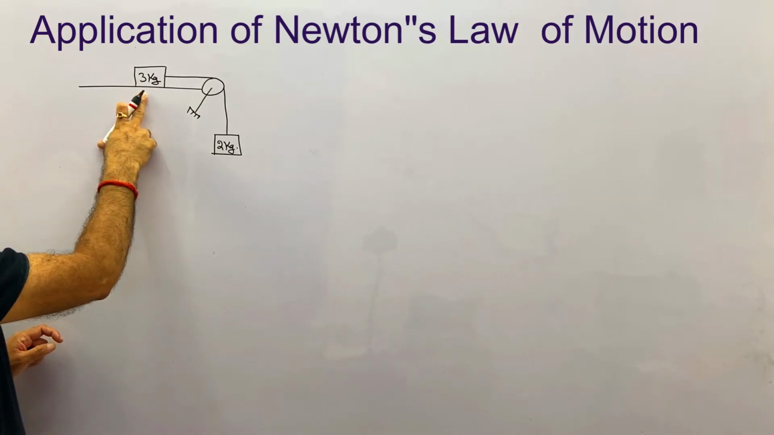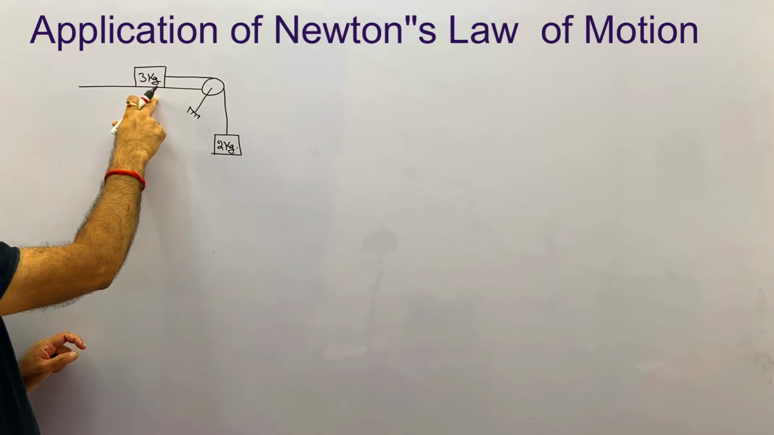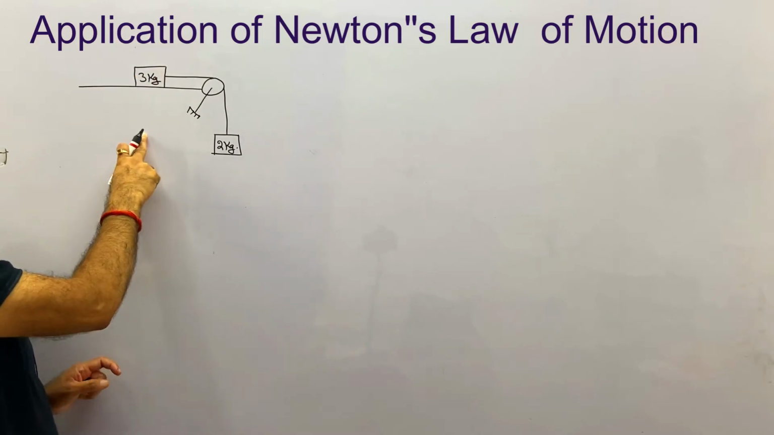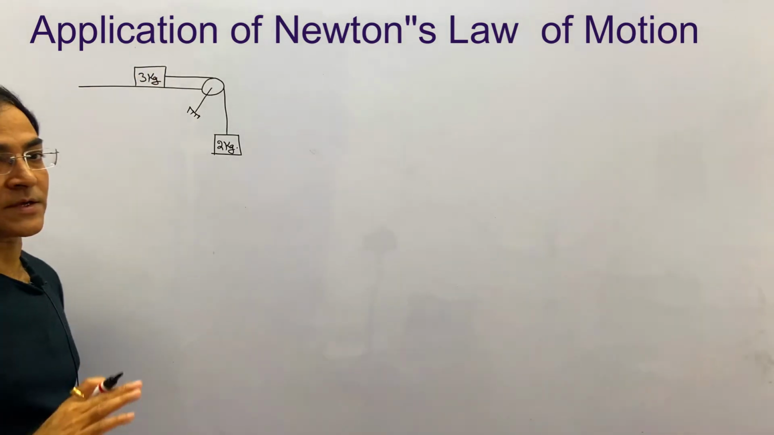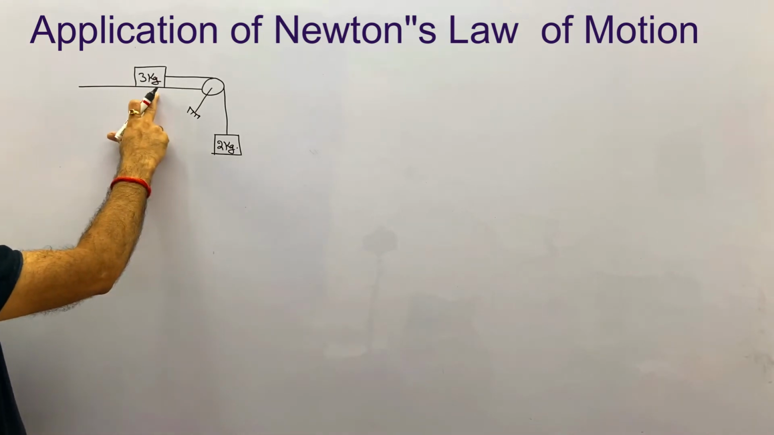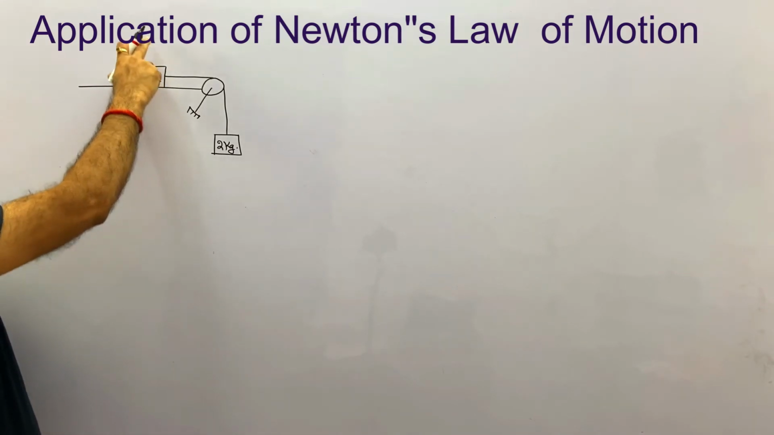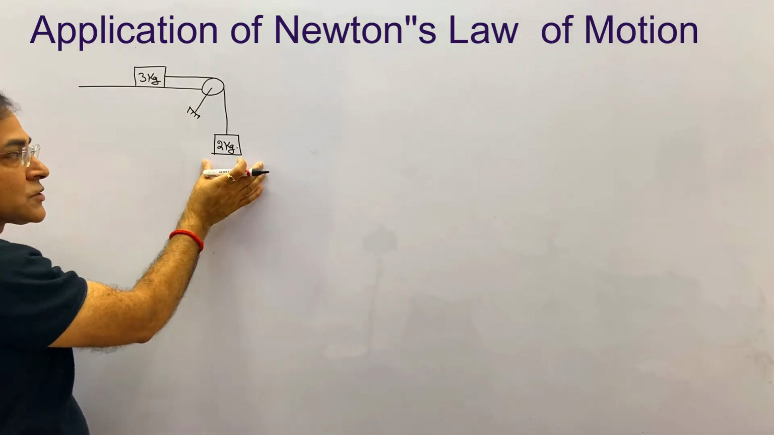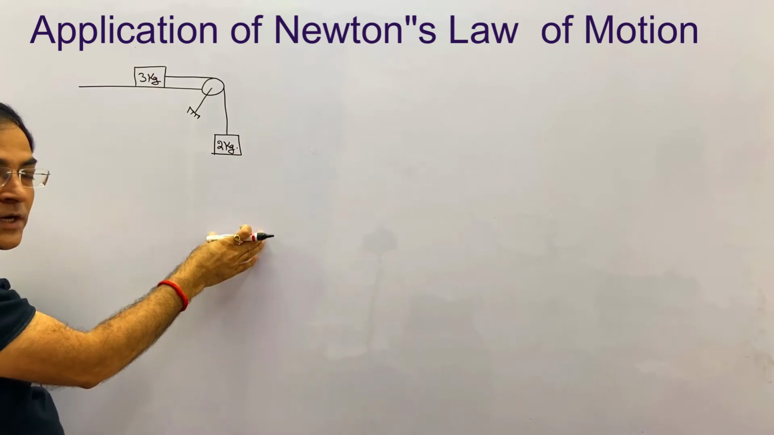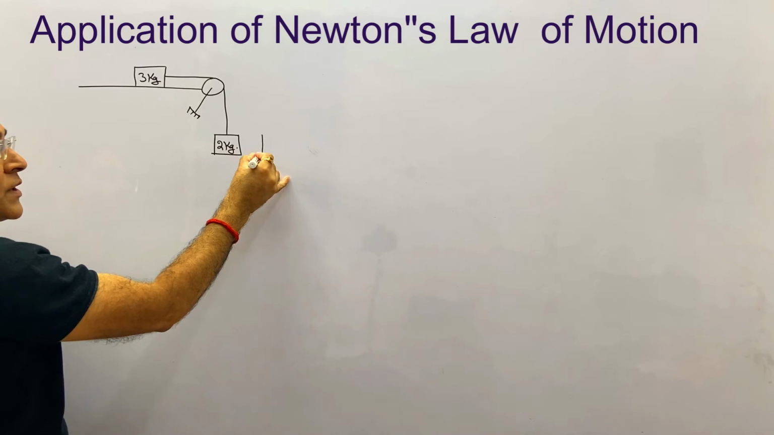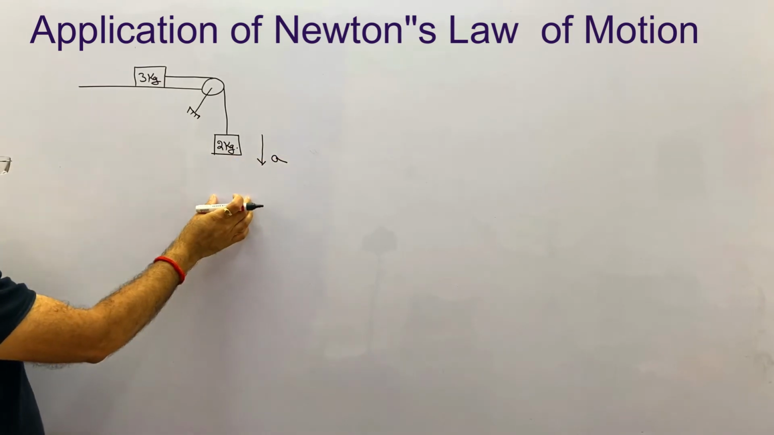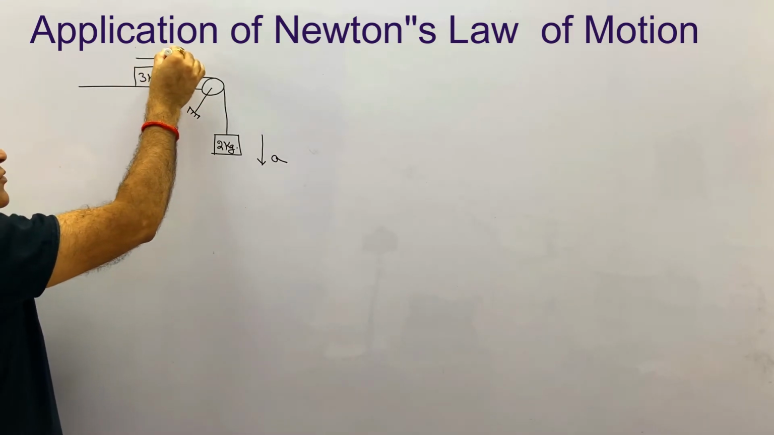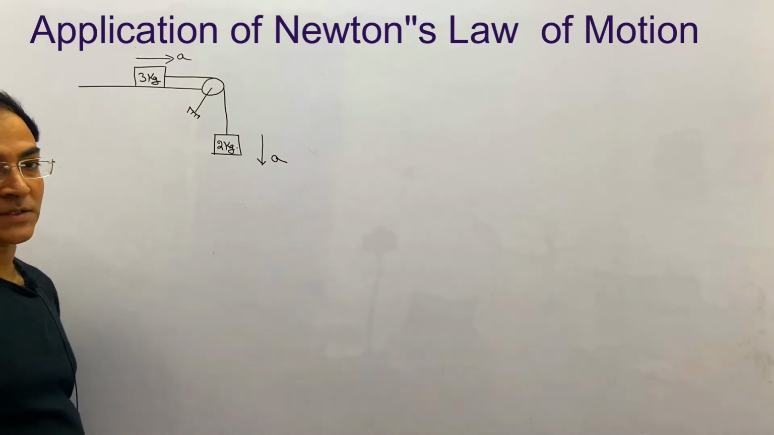While in the 3 kg, which is on the table, the normal force applied by the table is balanced by the 30 Newton force exerted by gravity. So the gravitational force on this 3 kg block is balanced by the normal force, but here it is not so. So what will happen? This 2 kg block is bound to move in the downward direction, and if the 2 kg moves downward, then the 3 kg will also move forward with the same magnitude of acceleration.